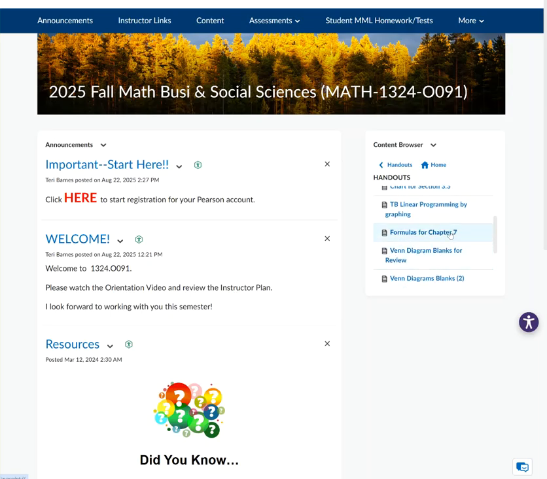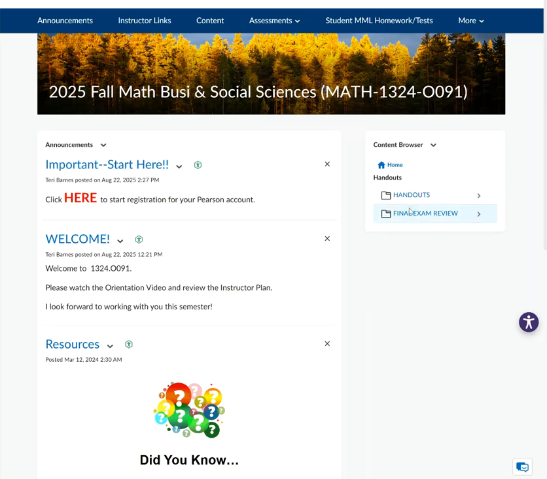Then there's formulas for chapter 7, and we'll do some Venn diagram things, so that might be helpful. And then there's formulas for chapter 10. So all of that is resources under handouts. Also in handouts is a final exam review. So when we get closer, you just remember that that is in final exam review, and I'll point that out again.